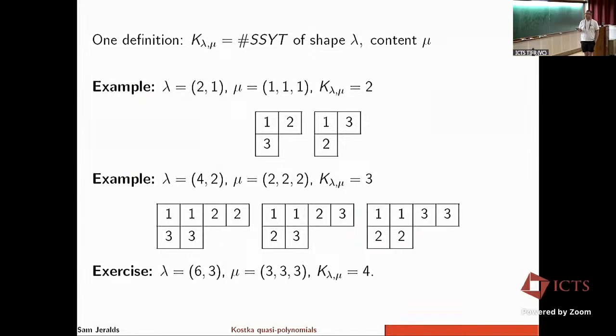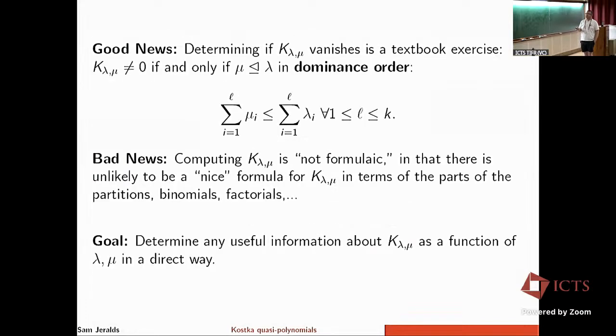Nice, easy kind of combinatorial formula that you can see. In general, I don't think we would expect such a nice formula in terms of the parts of lambda, parts of mu, their shapes, kind of factorials. Not a very nice, positive looking thing.